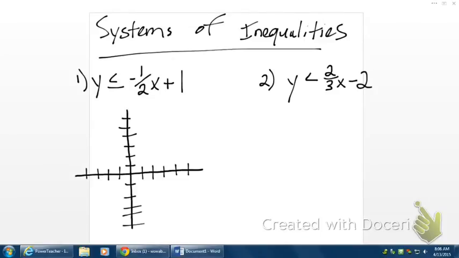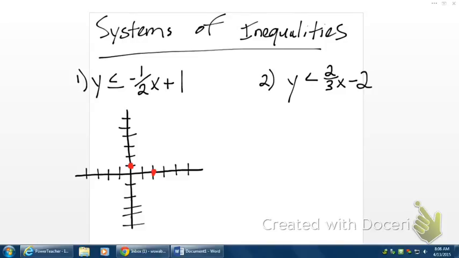So the first thing you plot is a positive 1. So go up 1 and then plot that point. Okay? My slope is negative, okay? And it's 1 over 2. So I'm going to be going down 1 and over 2 to the right. So down 1 and over 2. Land somewhere right there. Okay?